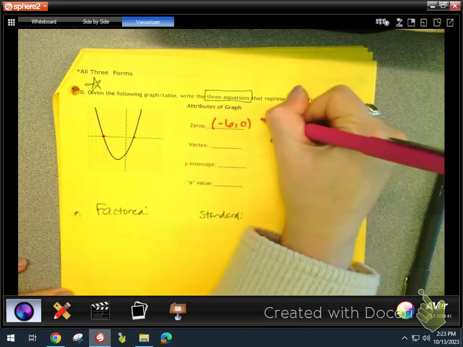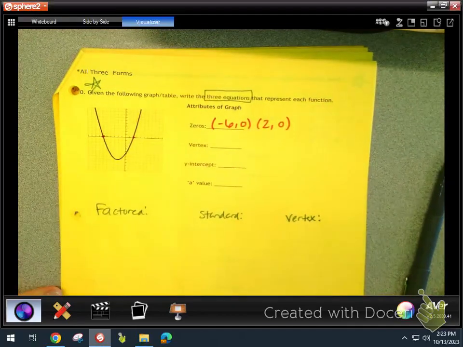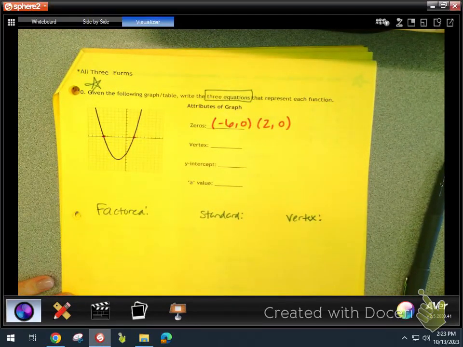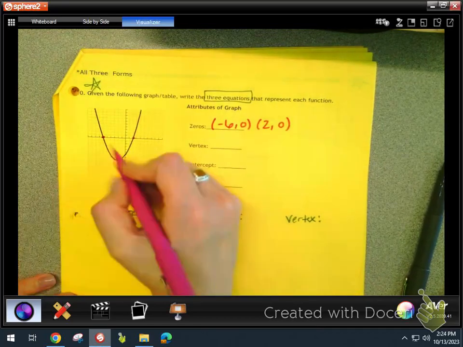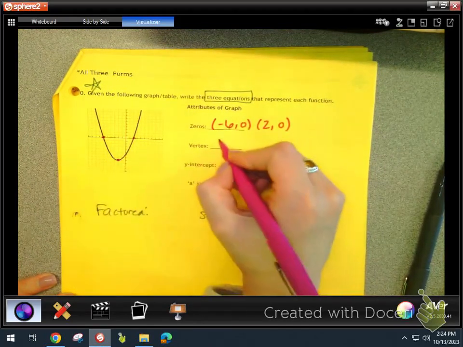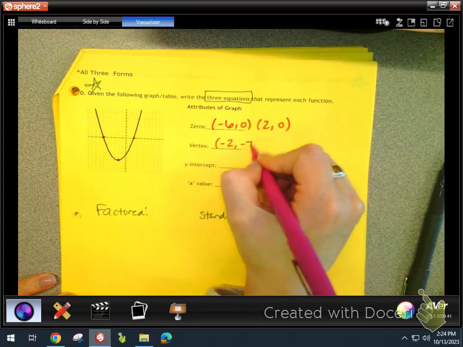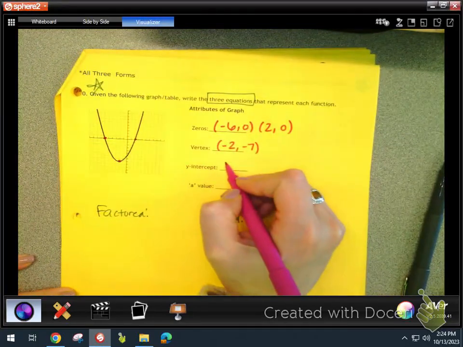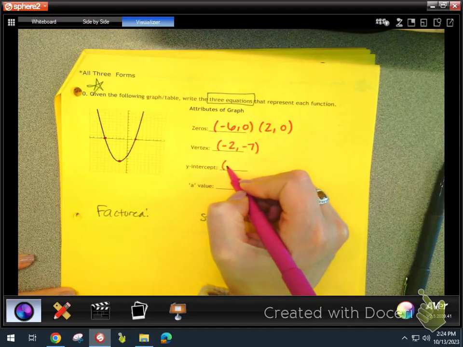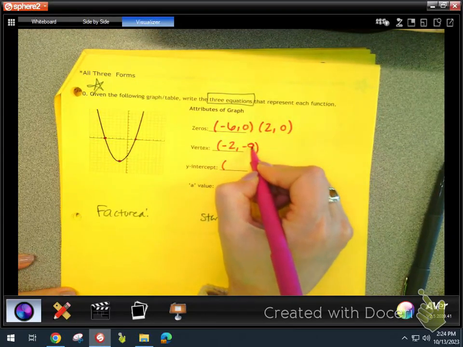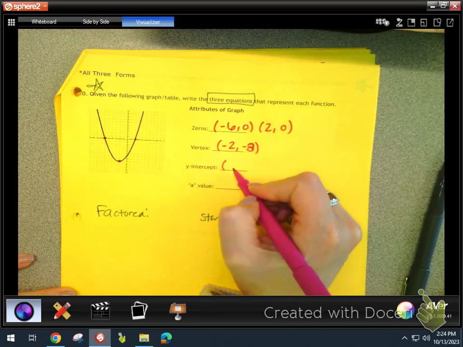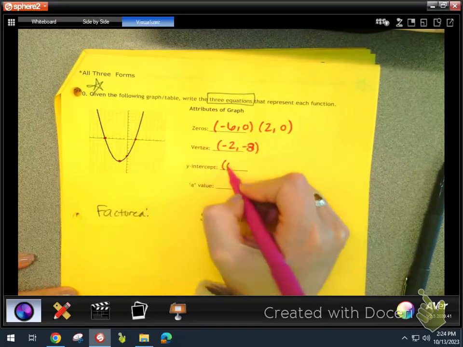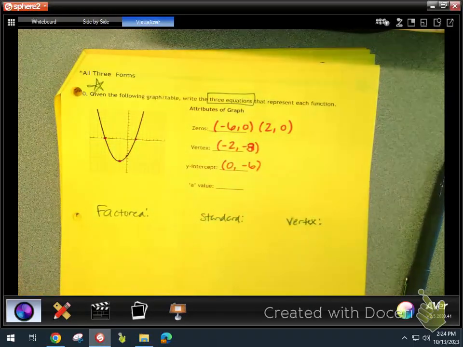-6, -6, 0 and 2, 0. Okay, we need both of those. Vertex: 2 and -7. What kind of 2? -2. I'm trusting y'all's counting. Are y'all counting? The y-intercept, 0 and -6. The vertex is -8. Okay, got it. We're good. The y-intercept is 0, -6. Okay, so those are not difficult to grab from a graph.